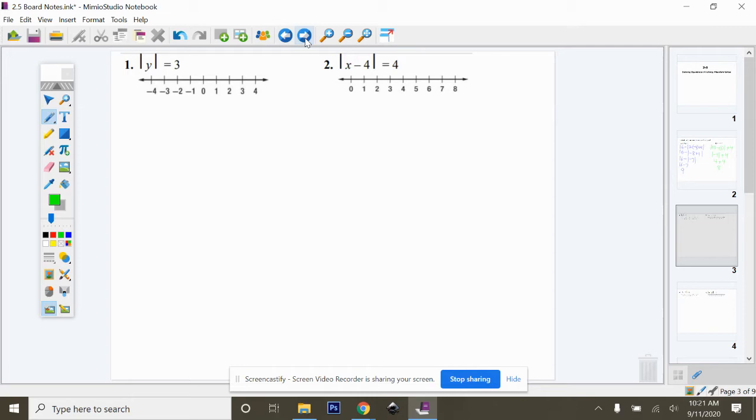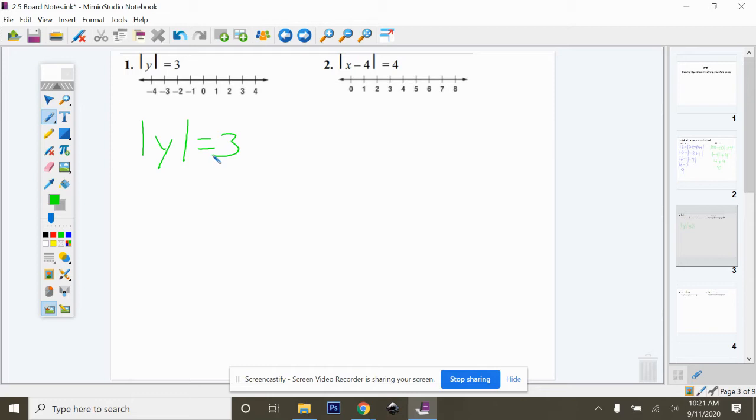Now we have to actually solve. So notice it doesn't tell me what x is or what y is. I am expected to solve this like we've done before. There's also a number line, and it's going to ask me to graph these on a number line. So I'm going to start with number 1. If this did not have the absolute value bars on it, I could say that y equals 3, and my answer is just 3. How easy is that?